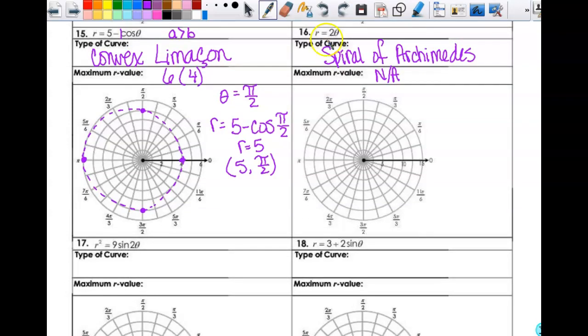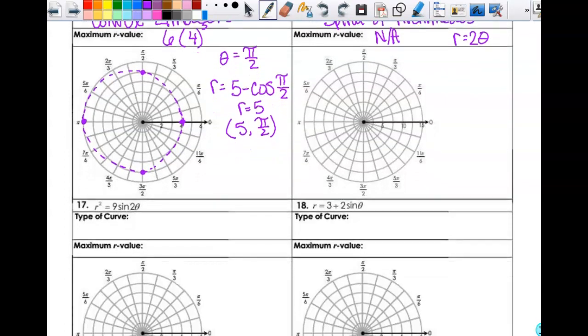So I'm going to rewrite my equation right here so I can scroll a little bit. r equals 2 theta. We're going to make a t-chart. We're going to have theta, and then we're going to come up with our r values. So I'm going to substitute in 0, pi halves, pi, 3 pi halves, and 2 pi. Okay. So when I substitute in 0, 2 times 0 is 0.